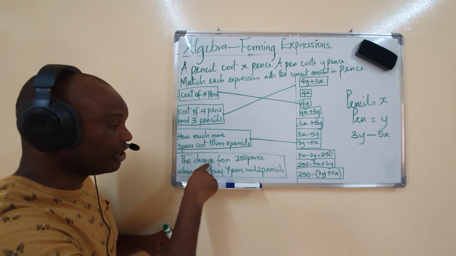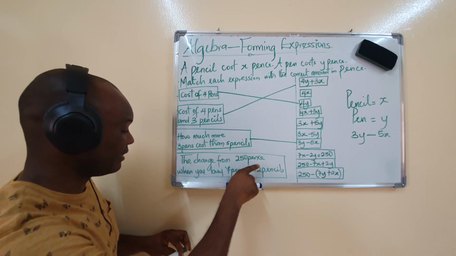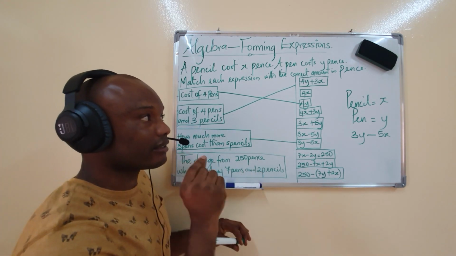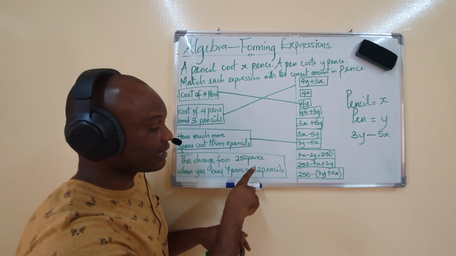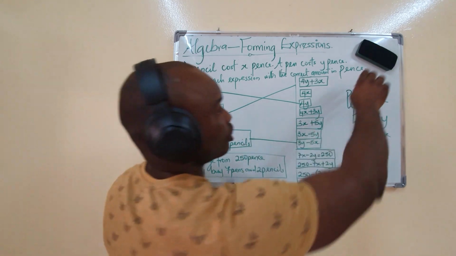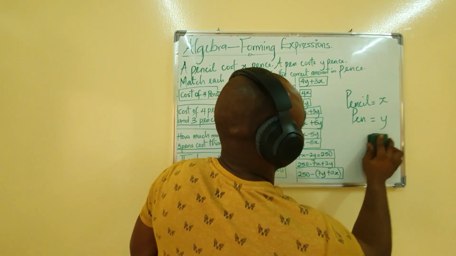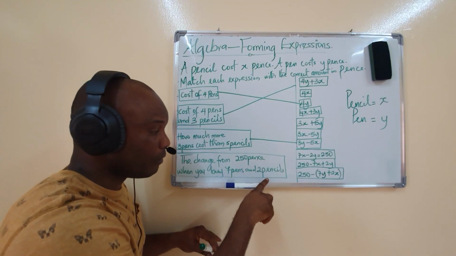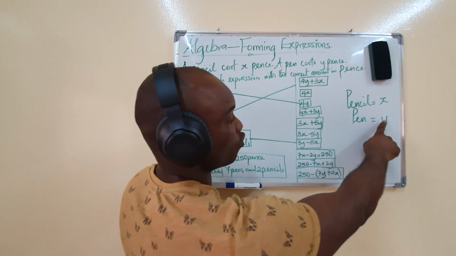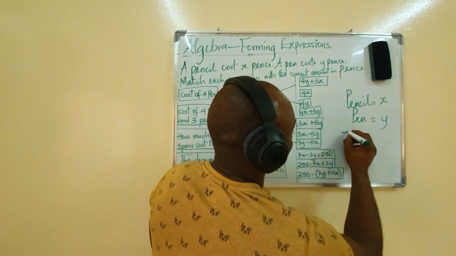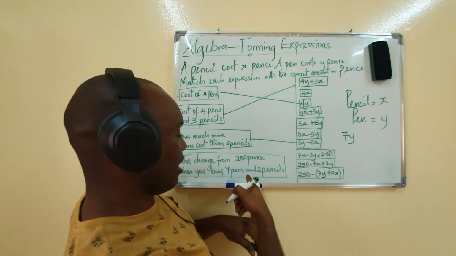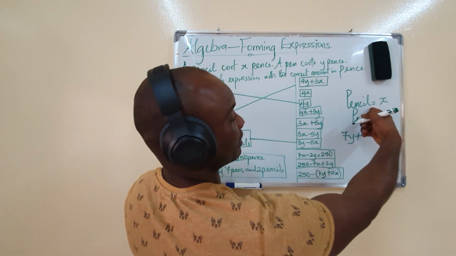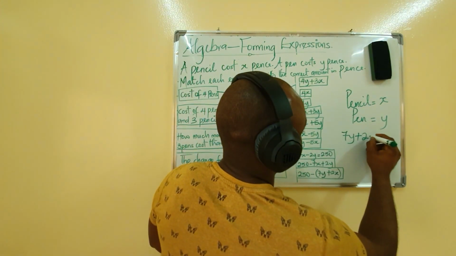Finally, the change from 250 pence when you buy 7 pens and 2 pencils. 7 pens and 2 pencils. Something important to note here is the and. That word is a conjunction connecting 7 pens and 2 pencils. Since each pen is y, 7 pens will mean 7y, and which is plus 2 pencils. Each pencil is x, so 2 pencils will be 2x.